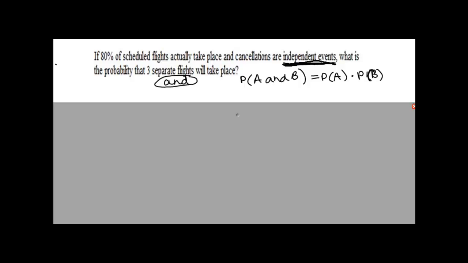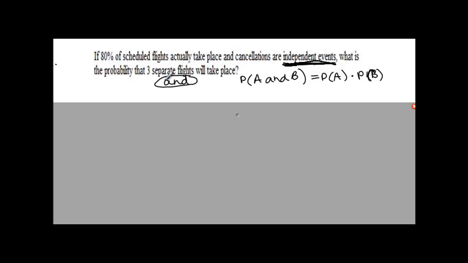Here's a problem from 12.6 that deals with independent events. In this particular problem, let's read it. It says if 80% of scheduled flights actually take place and cancellations are independent events, what is the probability that 3 separate flights will take place?